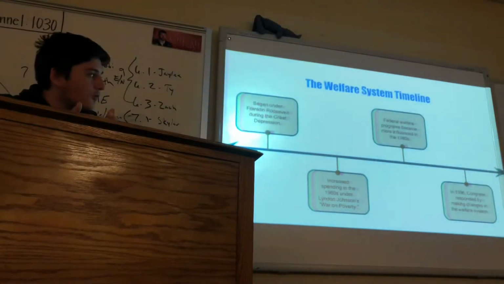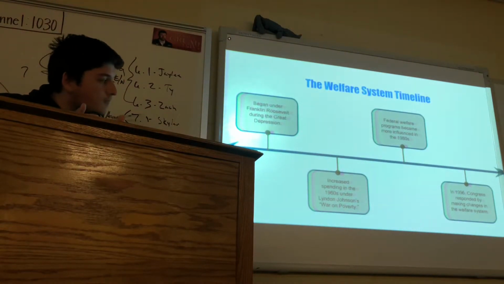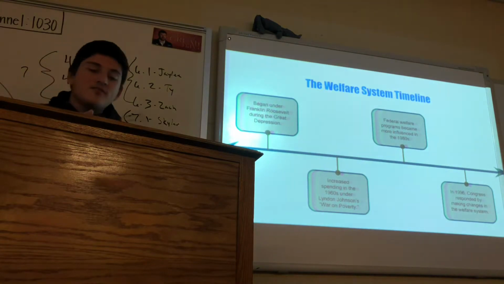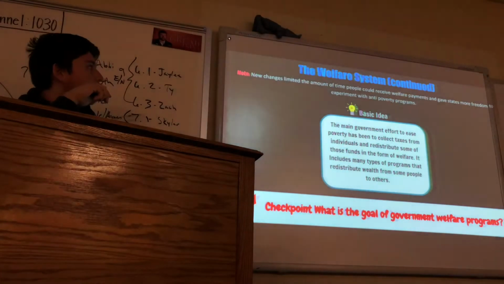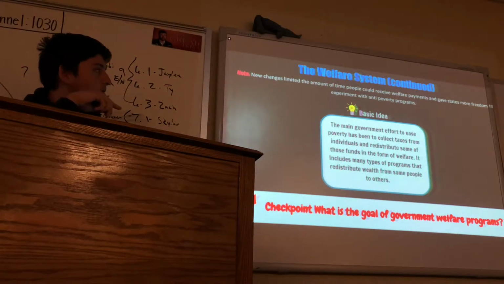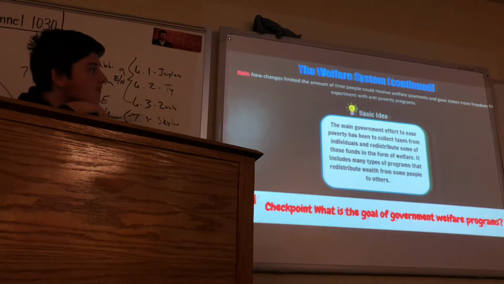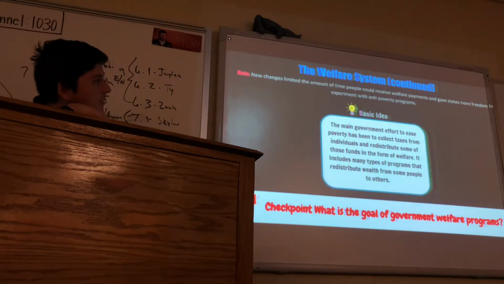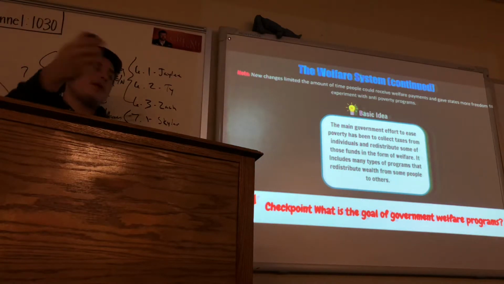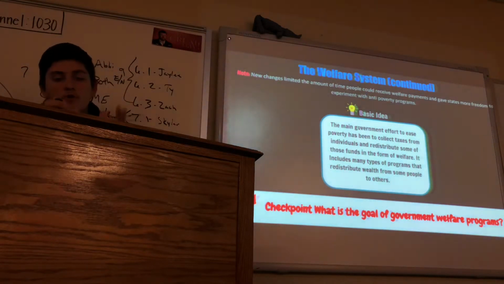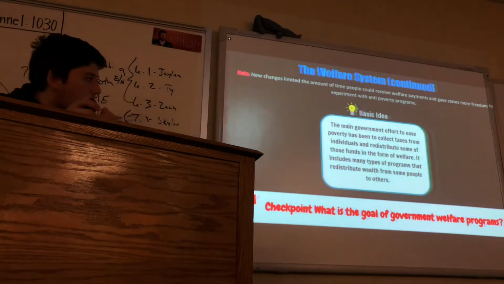And then federal welfare programs became more influential in the 1980s. Congress responded by making changes in the welfare system in 1996. Note this: the new changes limit the amount of time people could receive welfare payments and gave states more freedom to experiment with anti-poverty programs. Basically, they're limiting the amount of welfare they're giving out, and since they have more money to work with, that's how they can experiment more with anti-poverty programs.